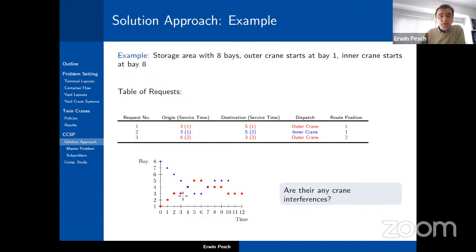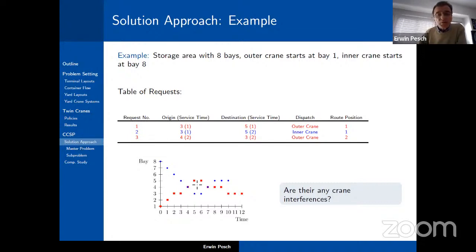So if you look at the 2 positions, what happens here? The outer crane picked a container here in bay 3 and carries this container to bay 5. And we said at the beginning, the outer crane can pass the inner crane even if the outer crane is carrying a container. There might be situations where this is not possible, then you have to change the model a little bit.